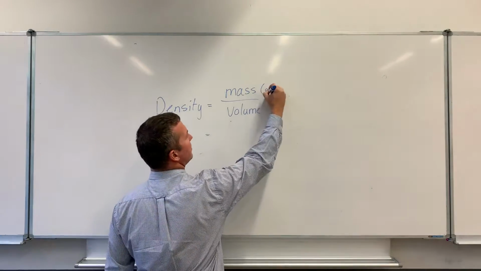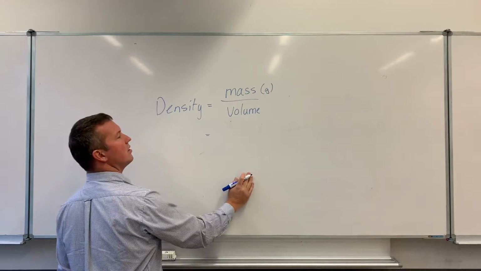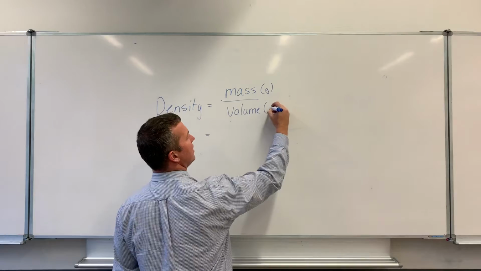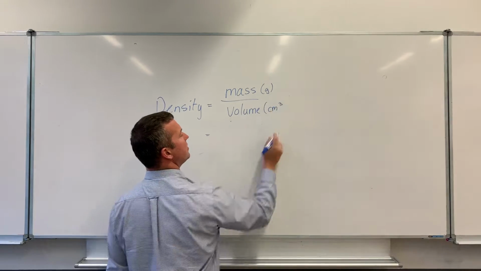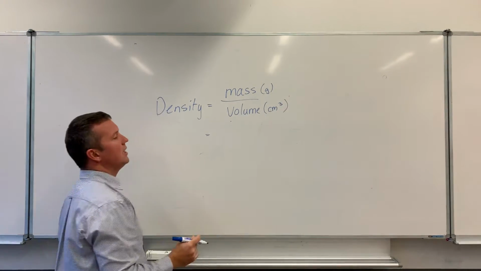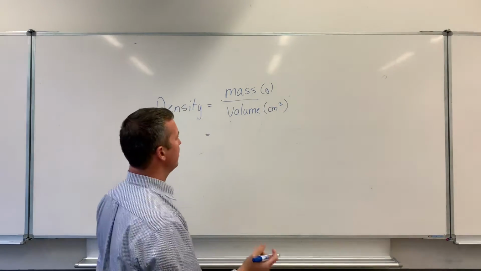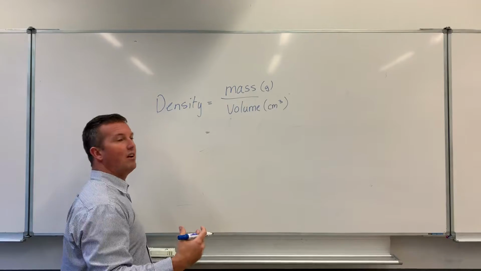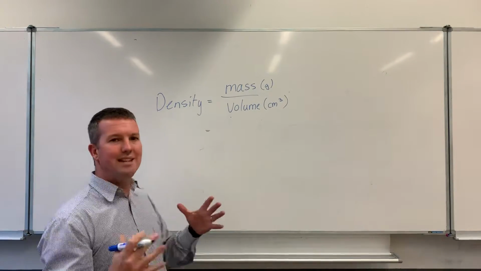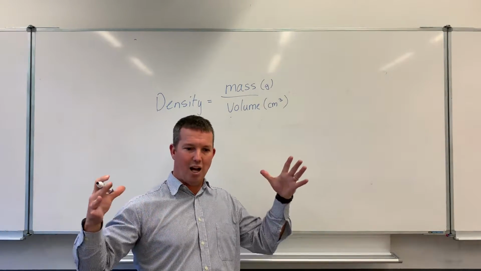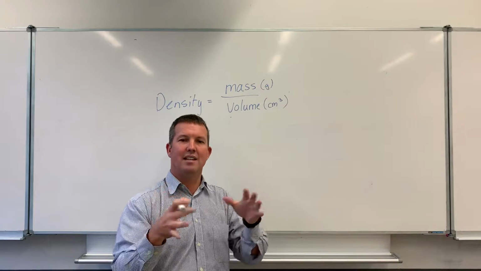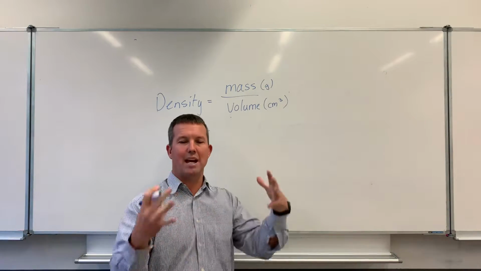Mass we normally use in grams and volume in centimeters cubed, right? We could also use kilograms and meters cubed. That is another option if you're talking about the density of a very large object. So density basically refers to how closely packed the atoms or the molecules are that make up that substance.